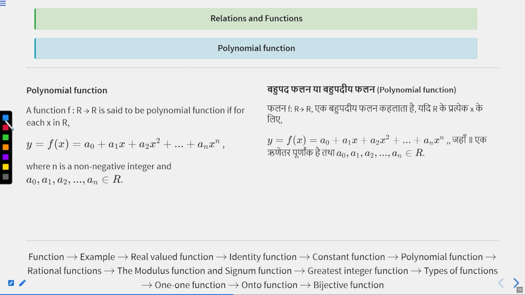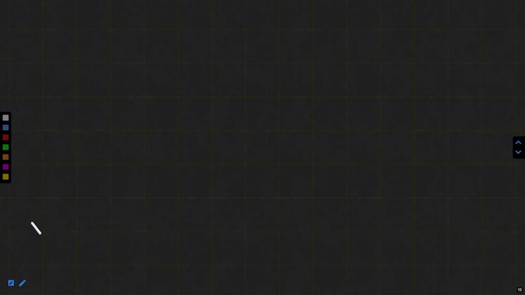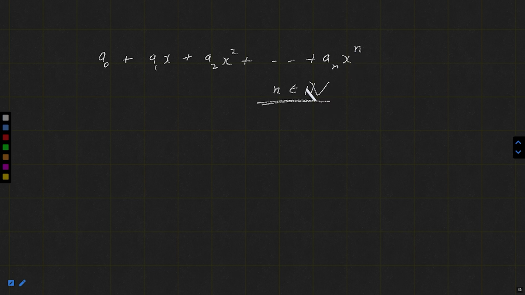Now, polynomial function. So polynomials, if you recall, what do we mean by polynomials? A polynomial is an expression like this: a0 plus a1 x plus a2 x squared, till an x to the n, where n belongs to the natural numbers. This is our polynomial expression. If an is non-zero, then this polynomial is of nth degree. I hope that it is clear to you.